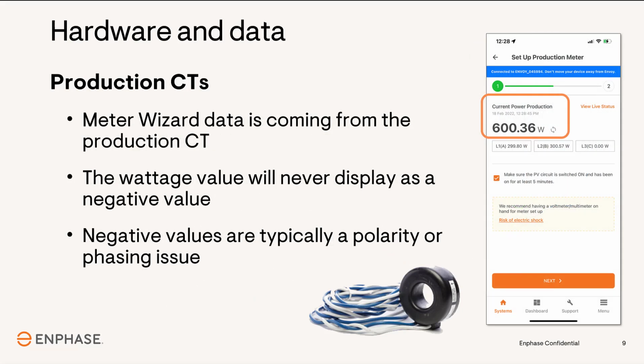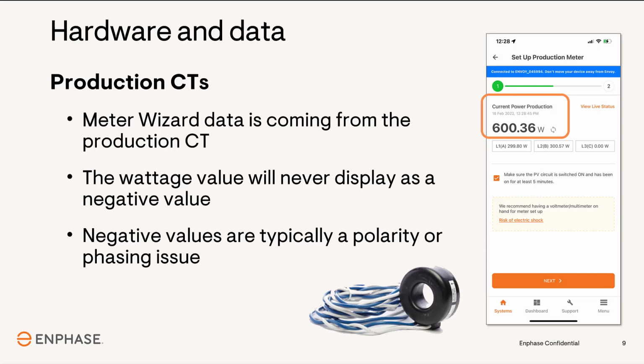When you're commissioning the system using the CTs, the Installer app will display data from each of the CTs during the Meter Wizard set configuration. Understanding the data on the screen and what piece of hardware is providing that data is key to the data and hardware relationship. In the production CT setup of the Meter Wizard, the current power production data that is displayed on the screen is coming from the production CT.